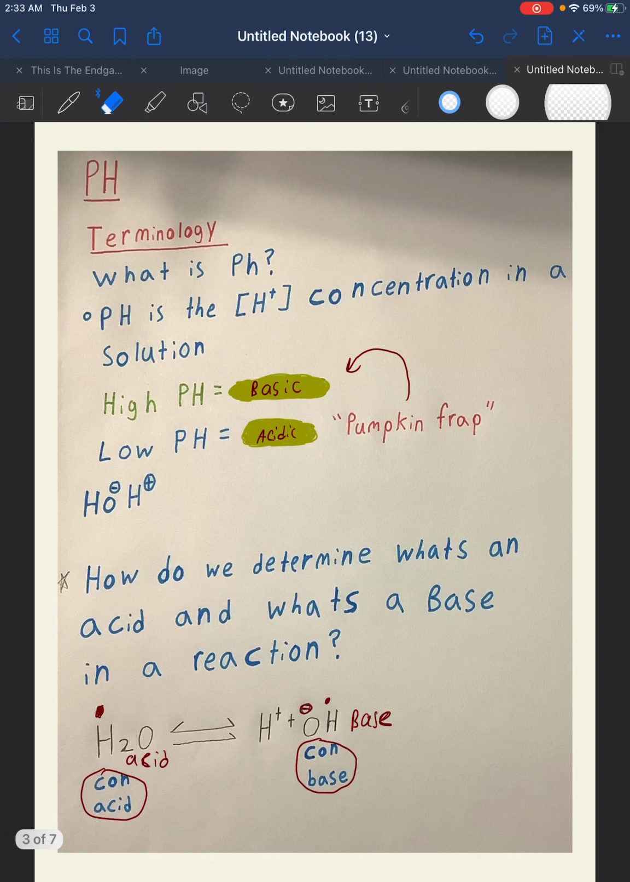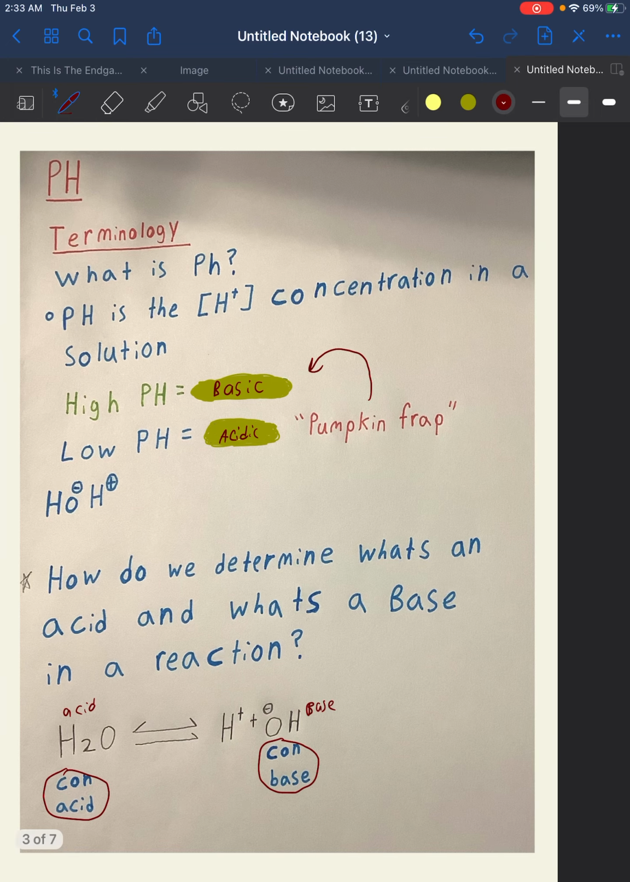Okay, how do we determine what's an acid and what's a base in a reaction? Well, how I always like to think of an acid and a base is the acid is the thing that gives up its hydrogen. It's donating its hydrogen. It's the thing that is turning into the H+. So, since we have H2O here turning into H+ and OH- over here, we know that this is our acid because it's giving up its hydrogen, and this is our base because it is the thing that is becoming negatively charged. So it is the conjugate base, and the thing that is actually giving up the hydrogen is the conjugate acid.